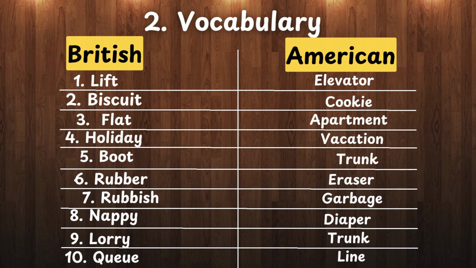In British English we say flat, and in American English we say apartment. In British English we say holiday, and in American English we say vacation. In British English we say boot, and in American English we say trunk. In British English we say rubber, and in American English we say eraser. In British English we say rubbish, but in American English we say garbage. Next is nappy or diaper, then lorry and truck. Then is queue, versus in American English we say line.